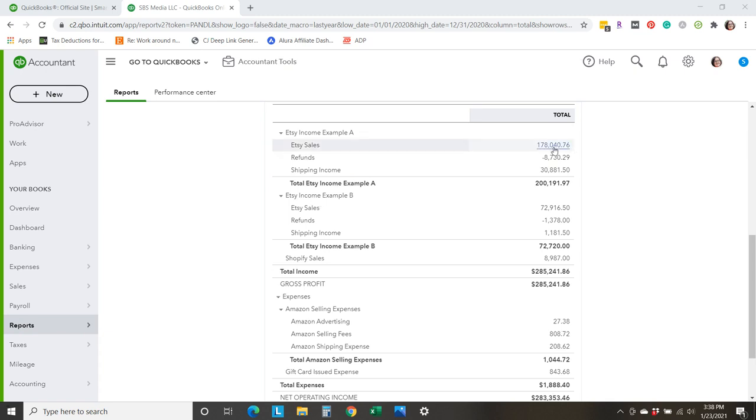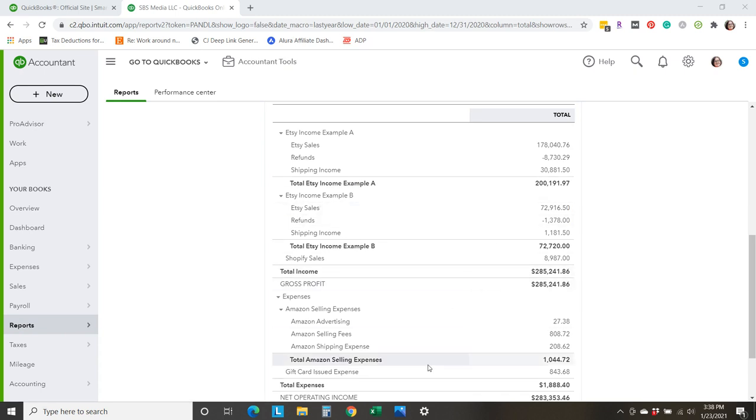Okay, so I have two examples for you that I've brought into our sample company here. I've got Etsy Shop Example A, and I've got Etsy Shop Example B. Example A ties perfectly to the 1099 right away, and Example B has a small difference that I'm going to explain why and how to resolve it. Okay, so here's Example A. Etsy sales of $178,000, refunds of $8,000, and shipping income of $30,000 for a total of $200,191.